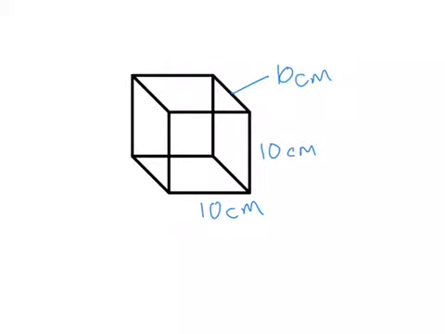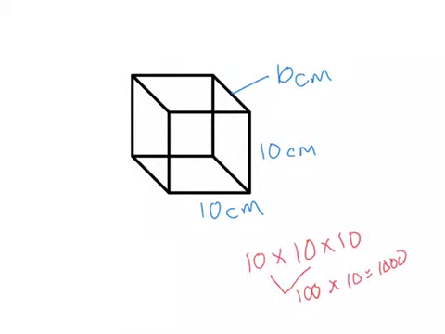It is 10 centimeters by 10 centimeters by 10 centimeters. I need to multiply all of my numbers together. 10 times 10 is 100. 100 times 10 is 1,000. Those are centimeters cubed. So that one's pretty simple. Just with cubes, it's, well, the number cubed.